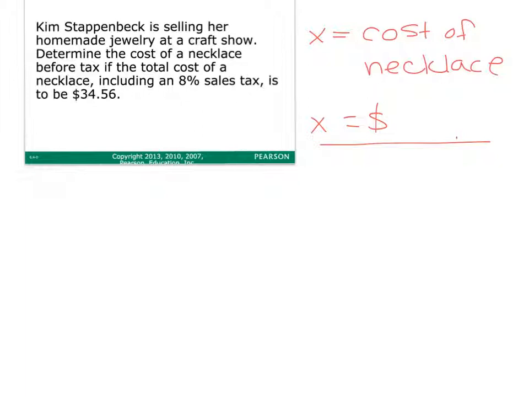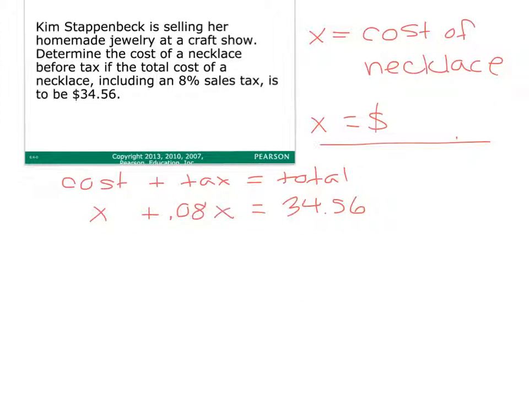Okay, so keep in mind when you buy something, you have the cost of the original item plus the tax that they charge you, and this will equal your total. Okay, well, they just told us our total was $34.56. Unfortunately, we have no idea how much the original necklace cost, so that's going to be our variable X. And we also aren't 100% sure what the tax cost is, since we don't know how much the necklace originally cost. So we're going to have to take the 8% as a decimal, 0.08, and multiply it by the cost of the original necklace, and that will tell us what our tax should be.